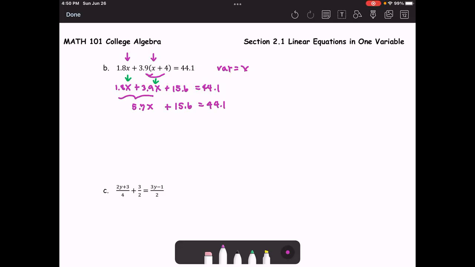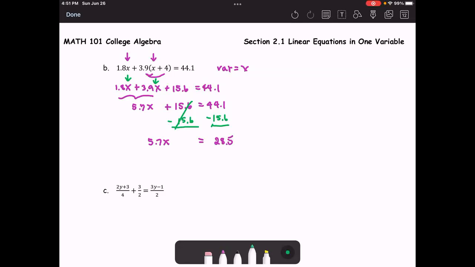Now we have only one single term containing x. We're going to leave that term by itself. The next step, we just subtract 15.6 both sides of the equation. These two terms will be gone. The left-hand side becomes 5.7 times x equals the right-hand side, which is 44.1 subtracted by the value 15.6, becomes 28.5.